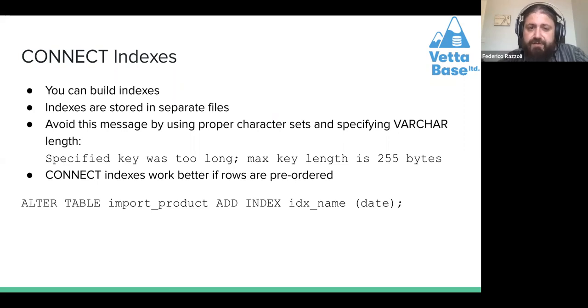You have a strict limit on the length of the indexes with Connect. So it's important to define columns instead, specifying the column length and specifying the character set you are actually using instead of using the default, which is usually UTF-8. In this way, it is unlikely that you will hit the limit of the index length. And then, as I show here, you can use a simple ALTER TABLE to create the index, as you would do with any other table type.